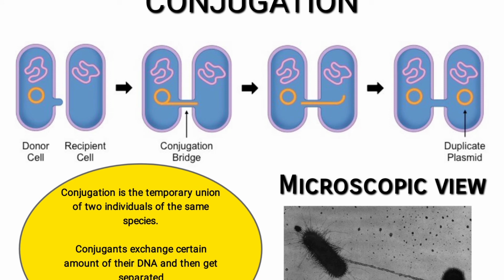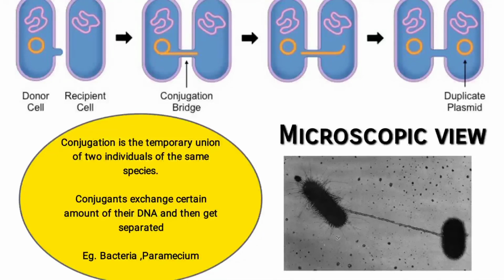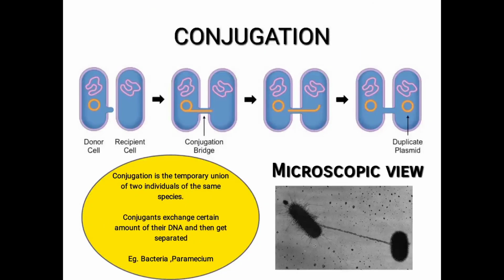Just know what conjugation is. So both organisms come together, and the donor forms a pilus with the second organism, and a bridge is formed. Through that pilus bridge, the nuclear material, the DNA, is transferred from the donor cell to the recipient cell, and the DNA gets multiplied inside the recipient cell. So this is the actual conjugation process. Conjugation is the temporary union of two individuals of the same species, and they just exchange their materials. If you see the microscopic view, it will be like this. It is just a bridge connection between the two bacteria. So this is conjugation.